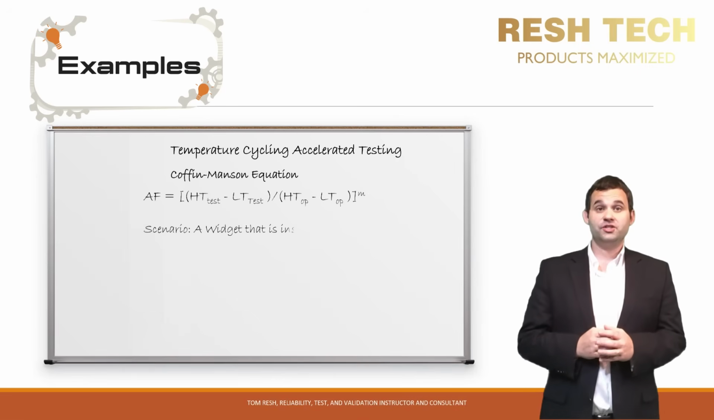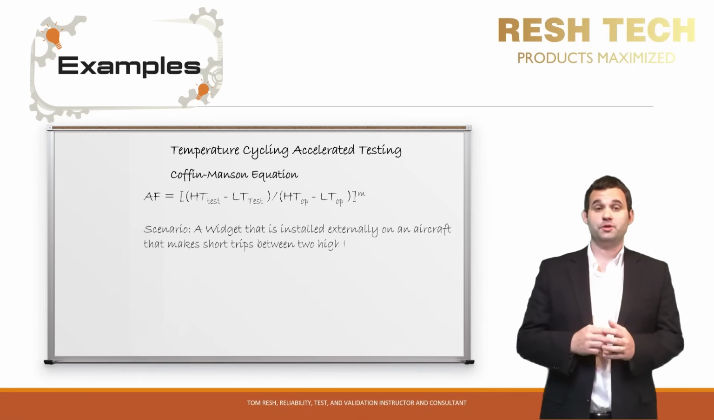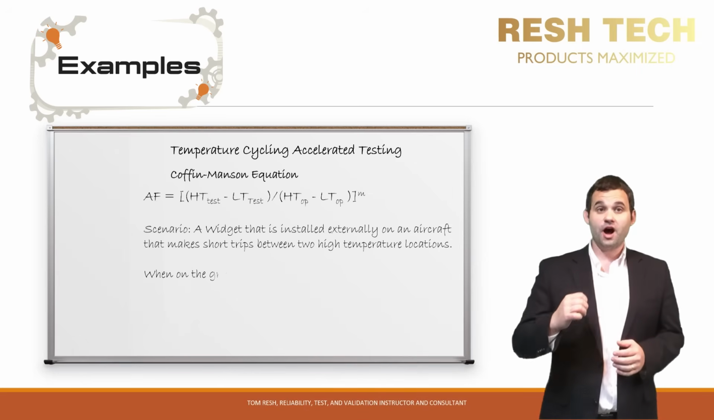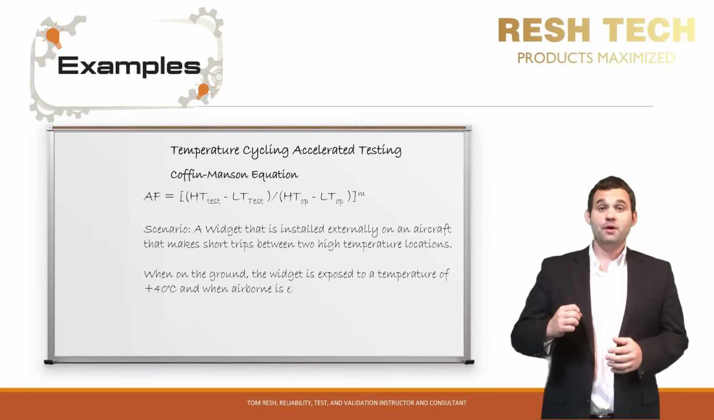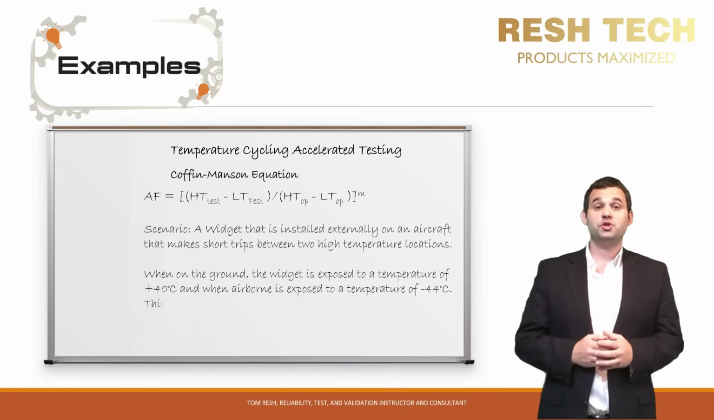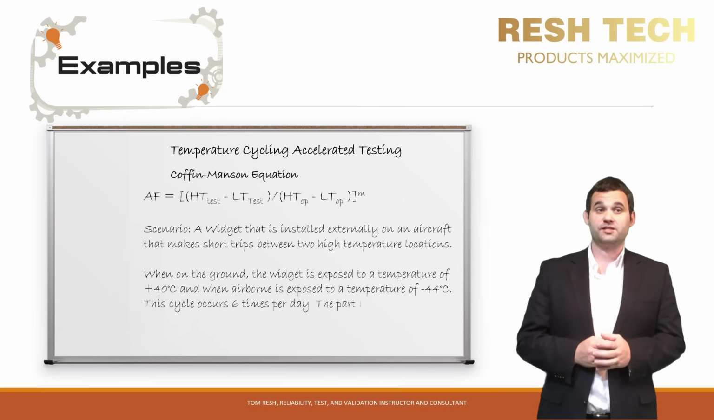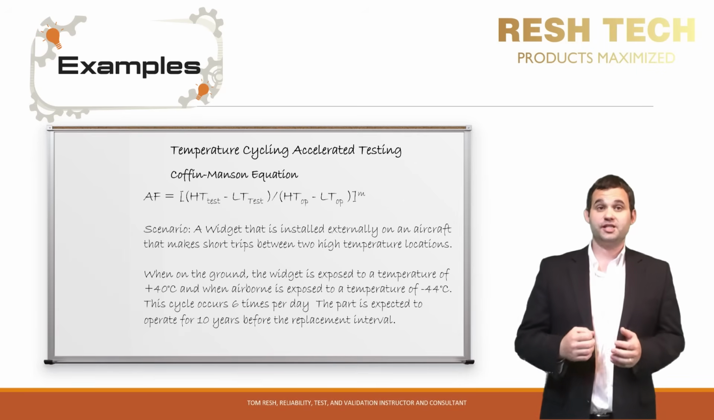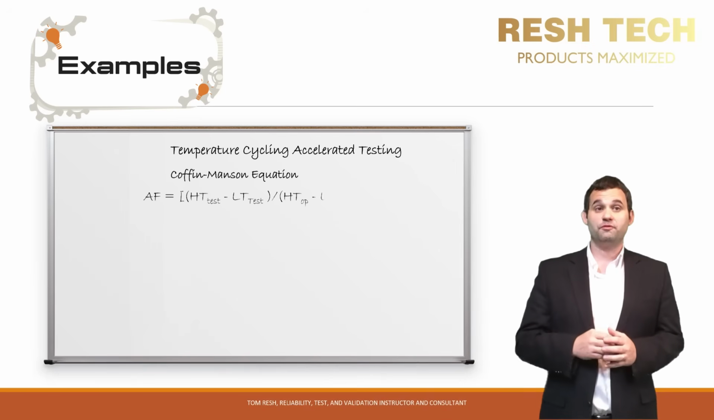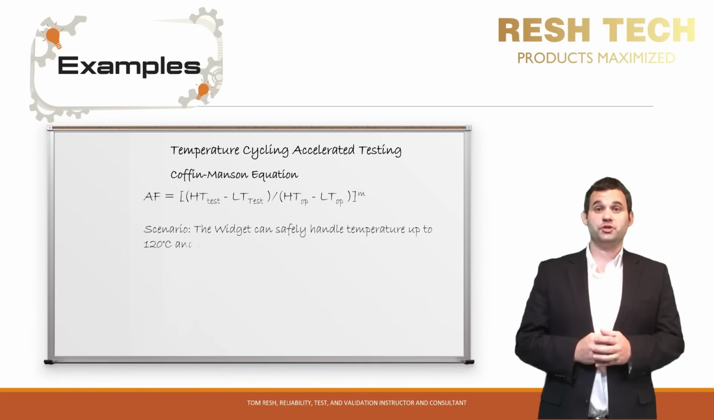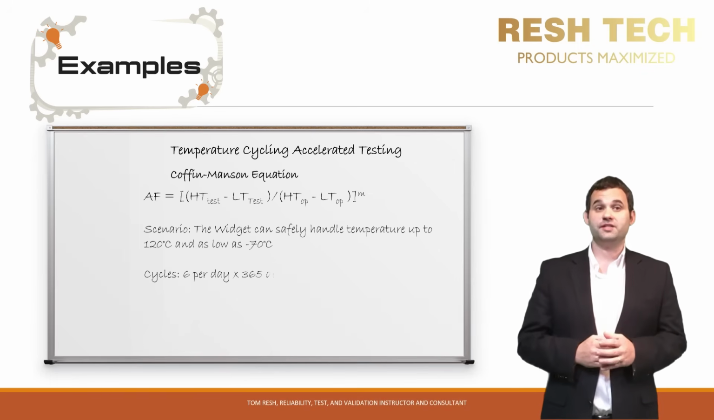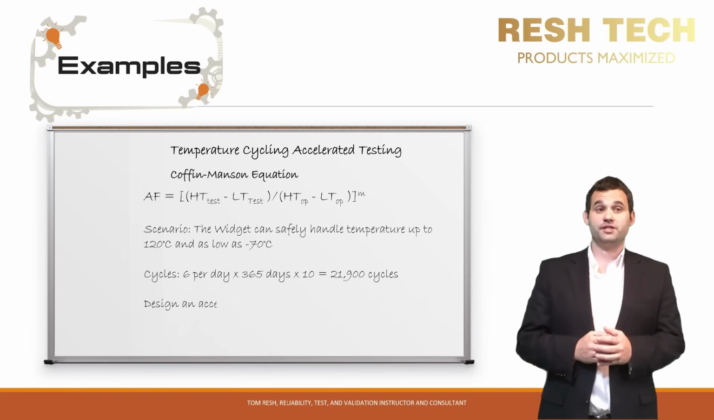A widget that is installed externally on an aircraft makes short trips between two high-temperature locations. When on the ground, the widget is exposed to a temperature of 40 degrees Celsius, and when airborne is exposed to a temperature of minus 44 degrees Celsius. This cycle occurs 6 times per day. The part is expected to operate for 10 years before the replacement interval. The widget can safely handle temperatures up to 120 degrees Celsius and as low as negative 70 degrees Celsius.